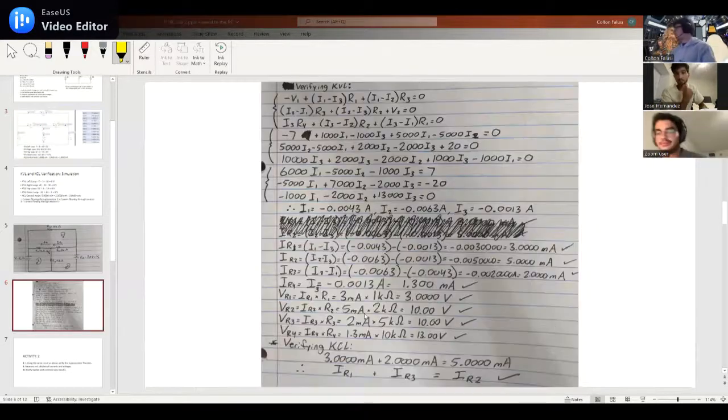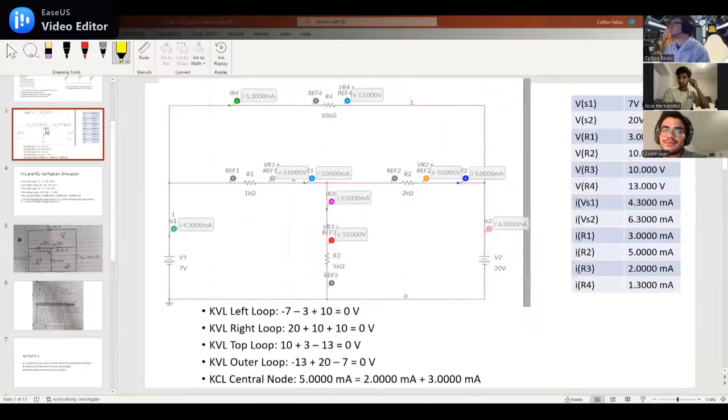Yeah, absolutely, because then we're already getting these current values from doing all that work verifying the KVL. We might as well use those to verify our KCL. So we see, okay, we know for a fact now the current going through resistor 1 and the current going through resistor 3, if you combine those together, it is equal to the current going through resistor 2, just as you see in that simulation, right?